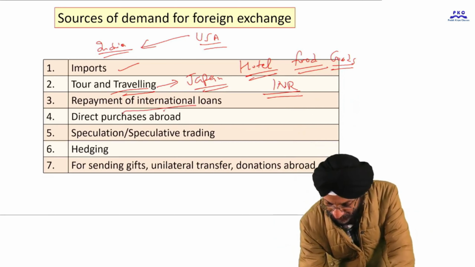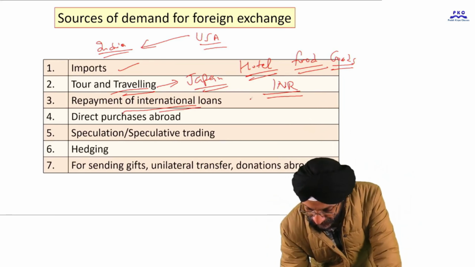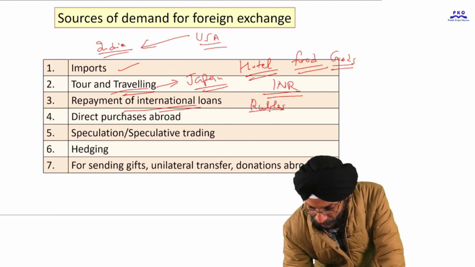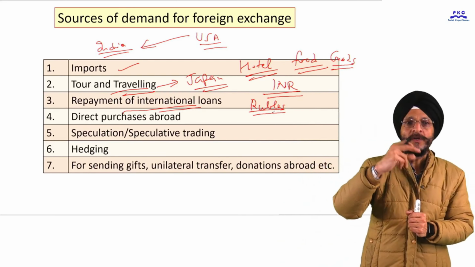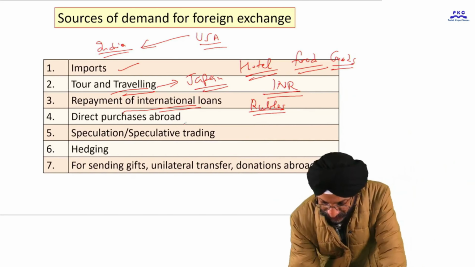Third is repayment of international loans. It is possible that we have taken an international loan from Russia in the form of rubles, their currency. Then we will have to pay in that currency. Fourth, direct purchases abroad.